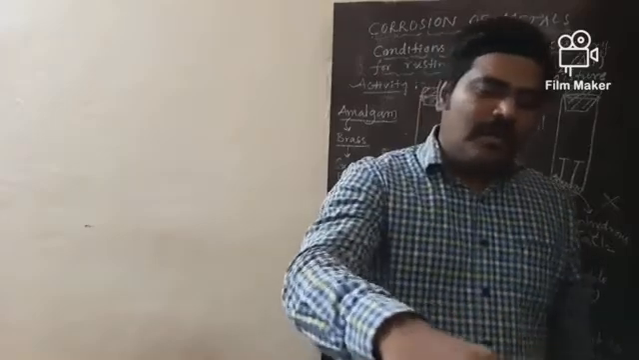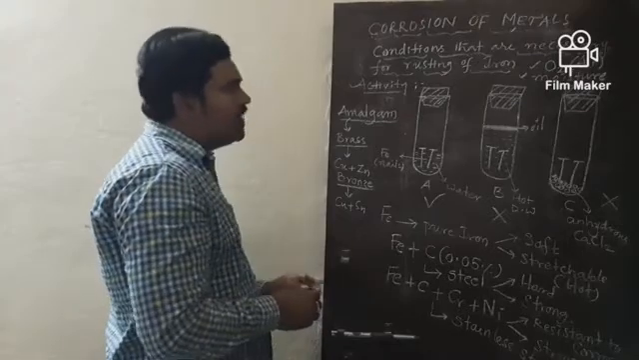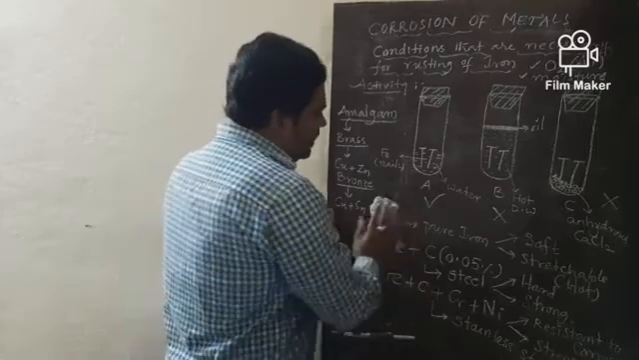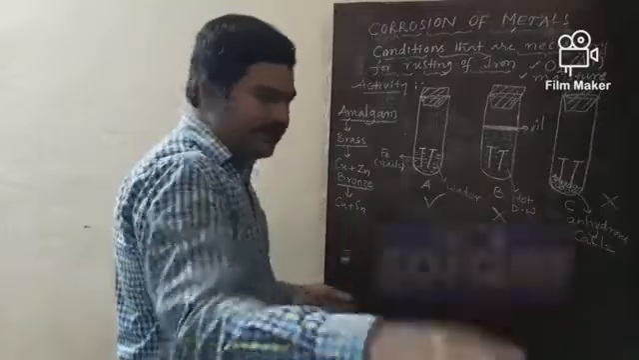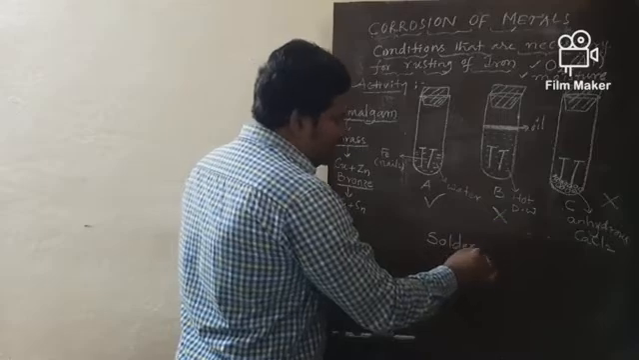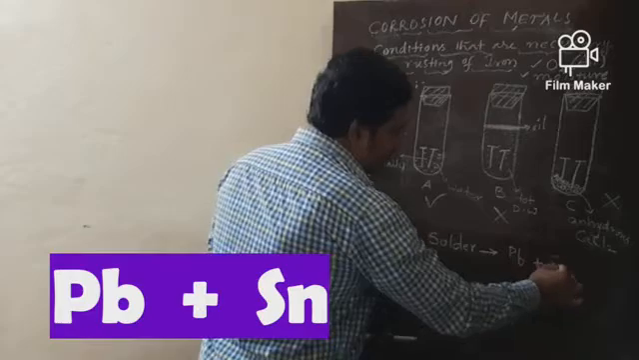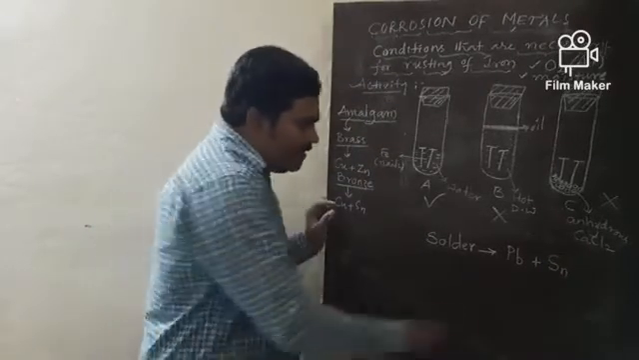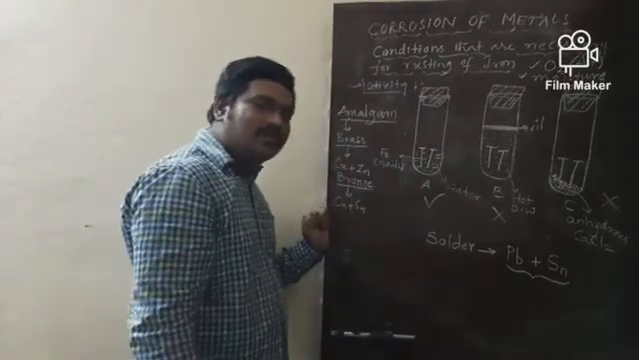And you know, another alloy is there. Now I am writing here another alloy. What is the name of that alloy? Tell me. Solder. Yes, another alloy, solder. The solder alloy is the combination of lead, Pb, and tin, Sn. What is the symbol of tin? Stannum, Sn.